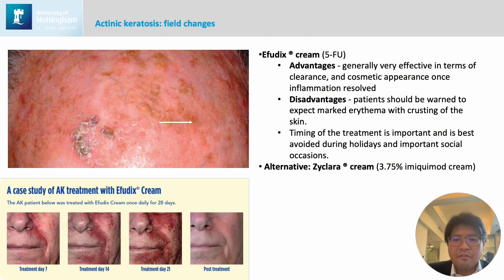Okay, so we talked about a few areas of the AKs and even thicker areas of IEC. But how about when you have a large area of field change? That means that the whole area has had excessive UV exposure and has multiple actinic keratosis on it. Then when that is the case, cryotherapy is neither practical nor helpful, and we do need to think about more area treatment. And for that, the Efudix cream or 5-fluorouracil is probably the most common type.